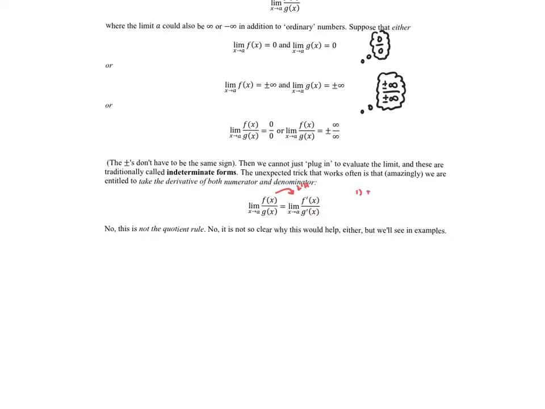So our first step is to take the derivative separately. And please, no quotient rule. No quotient rule. And then we simplify. And then we evaluate again. Now, it is possible that you could have to use L'Hopital's rule more than once. We'll see maybe an example here pretty soon. Reiterating, this is not the quotient rule. It is not so clear why this would help either, but we'll see in the examples to follow. So let's get into it in an example.